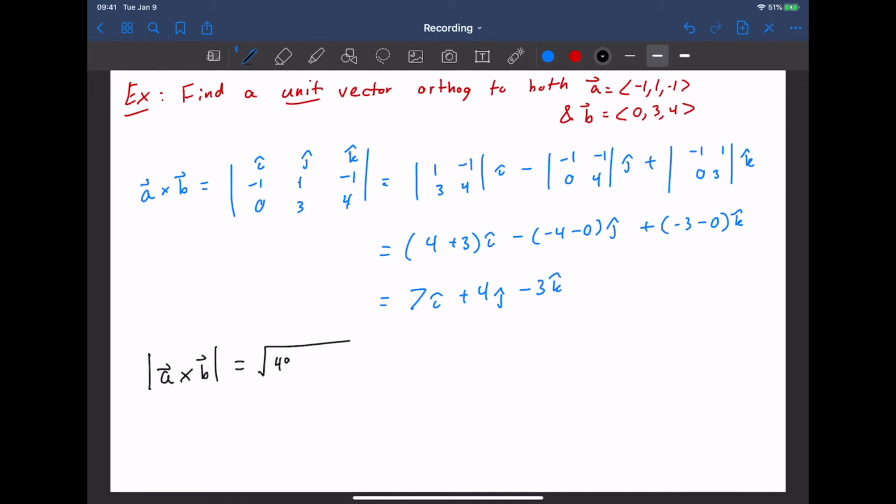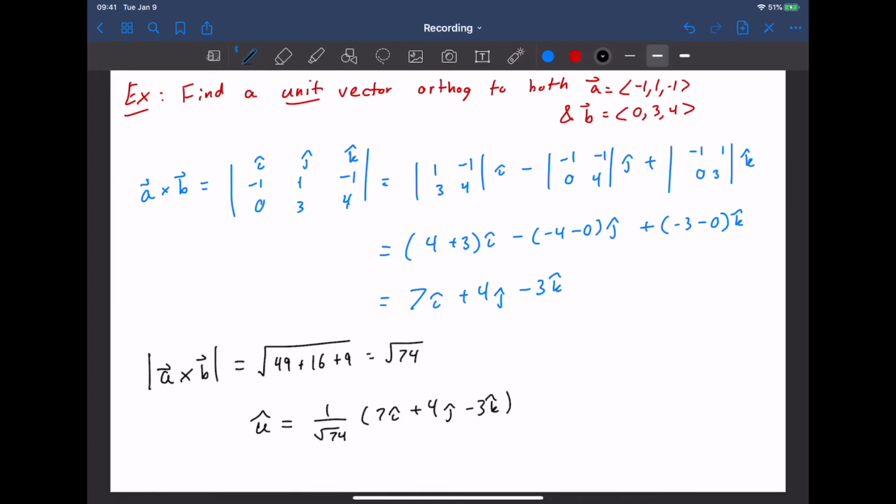It'll be 49 plus 16 plus 9, which is 74. So a nice unit vector here would be 1 over root 74, 7i plus 4j minus 3k.